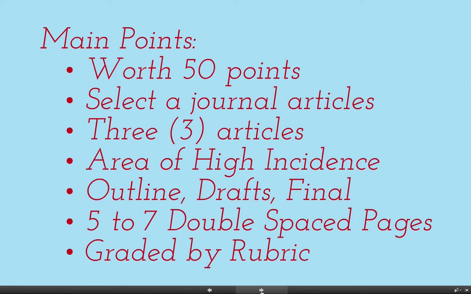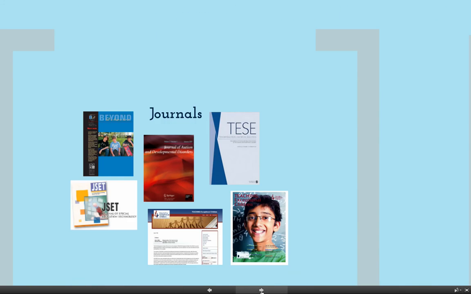What you do is you find 3 articles on that topic. One of the first activities that I ask you to do for this course is to use the U of A online library to find and reference articles. So you'll get some practice at that. I want you to have 3 sources in an area of high incidence. We'll do an outline, you'll do 2 drafts that are reviewed by peers, and you'll present the final to me the week before the course ends. It's 5 to 7 double-spaced pages, and I'll explain that in just a minute, and it will be graded by rubric.